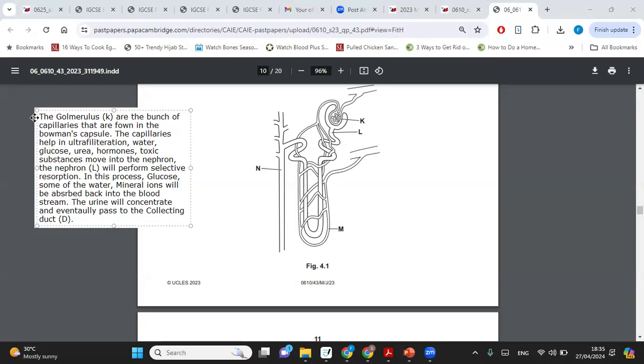So eventually urea, excess mineral ions, excess water, hormones and toxic substances are removed. So this is how the process is going to happen, and this is how you're going to answer some of the questions.